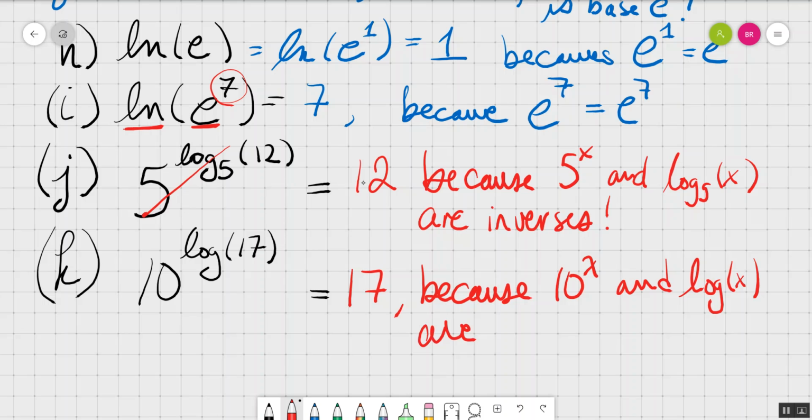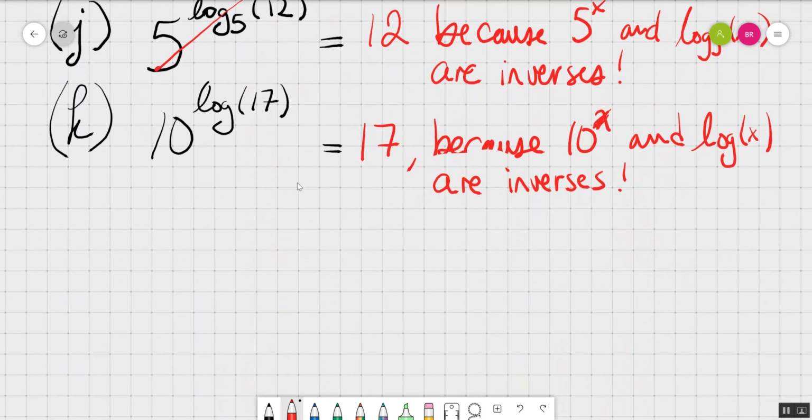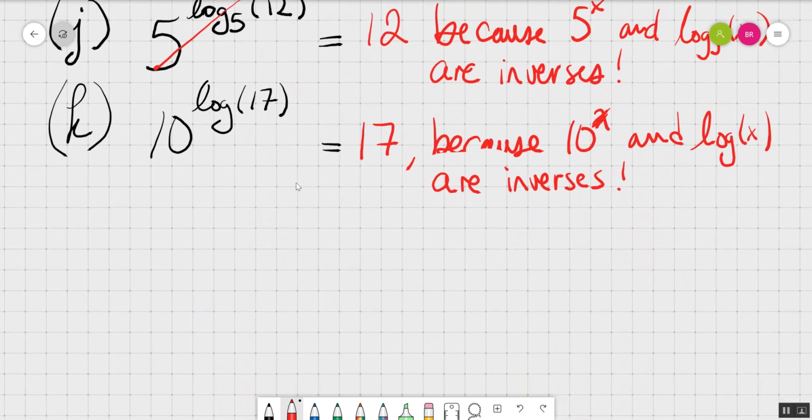These are inverses, and inverses give you back what you started with. Are inverses. Love it. Because that's the magic of logarithms.